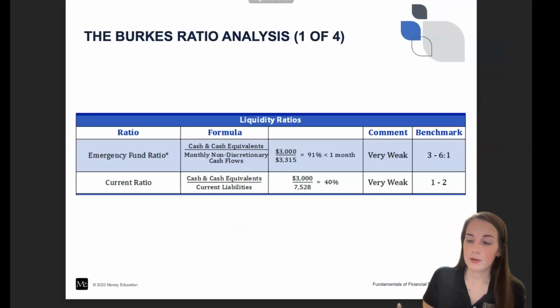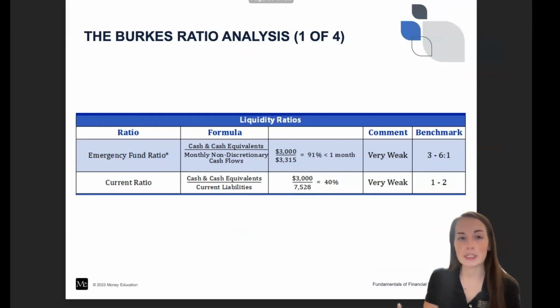And now we'll get to your ratios. Like an emergency fund ratio, which is the amount of money you have to fund for an emergency. Right now you have 91% of less than a month, so you only have enough to cover almost a month, and it needs to be at least 3 to 6 months in case something was to happen. You will not have enough money to cover your bills and your current ratio as well. So we need to increase your cash and cash equivalents, like we stated from the pie chart.